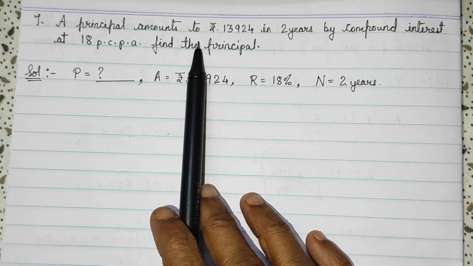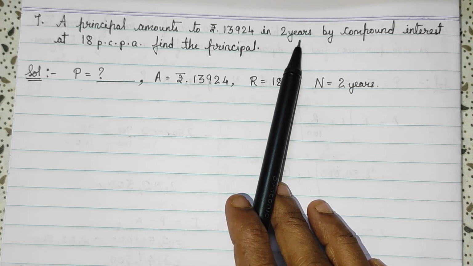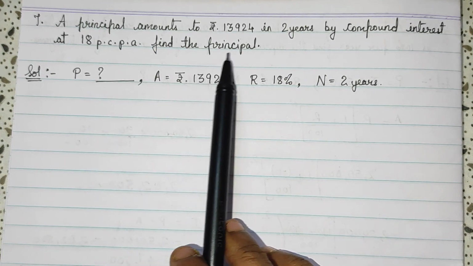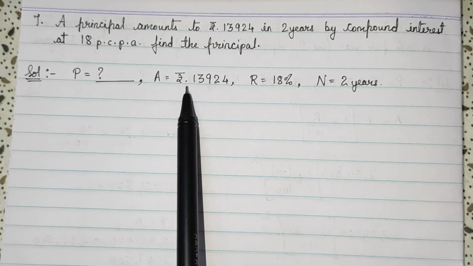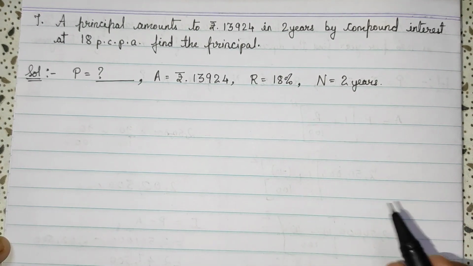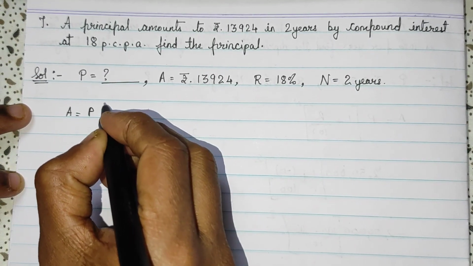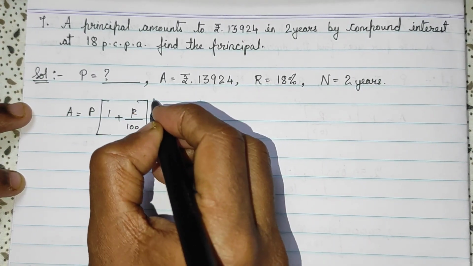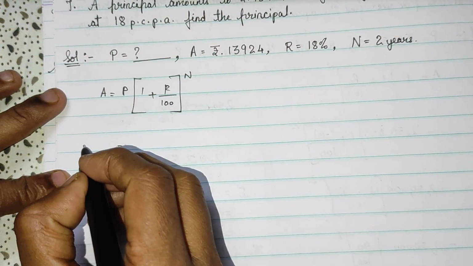7th sum. A principal amounts to rupees 13,924 in 2 years by compound interest at 18% per annum. Find the principal. So here we do not have principal, we have amount, we have rate of interest, and also we have number of years. So according to our steps, amount is equal to principal into 1 plus r upon 100 raised to n. So amount we already have, that is 13,924, and principal we do not have.